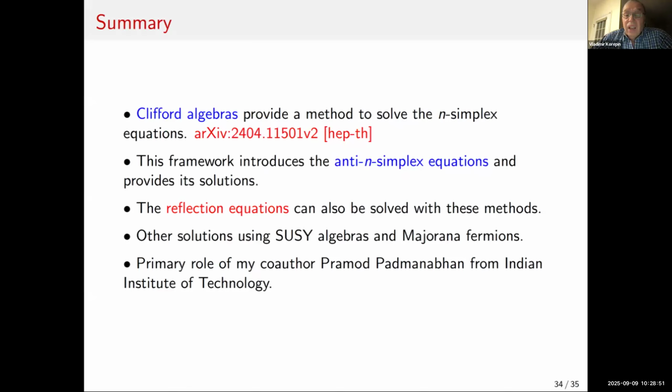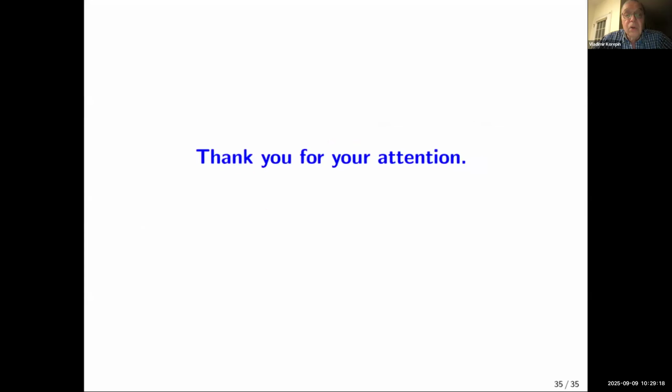We also solve this anti-Yang-Baxter equation with a minus sign in the right-hand side, which I said leads to integrable models for the even lengths of the lattice. We also solved the reflection equation, and except for Clifford, we have two other approaches: SUSY, supersymmetric algebras, and Majorana. I also want to emphasize the role of my co-author, Professor Padmanabhan from the Indian Institute of Technology.